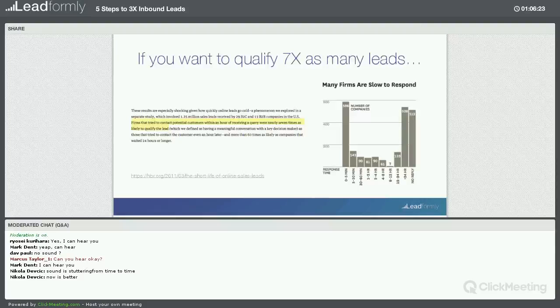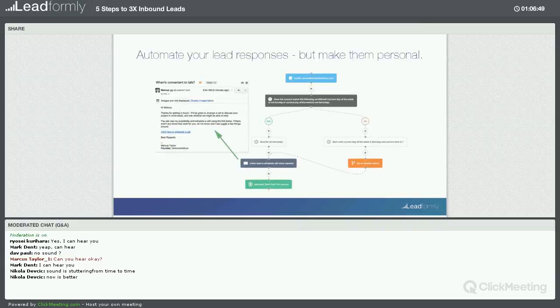So the speed and the time that it takes you to respond to the leads is really important in terms of being able to qualify that lead and actually make the sale. The challenge with this is that we're all human. We're not able to sit at a computer 24 hours a day responding to leads. And so this is where marketing automation comes in and can be really, really helpful, where you can automate responding to your leads in a way that is still personal.